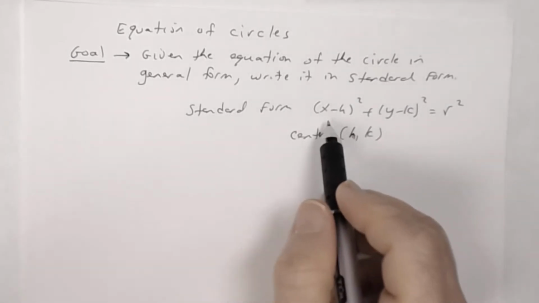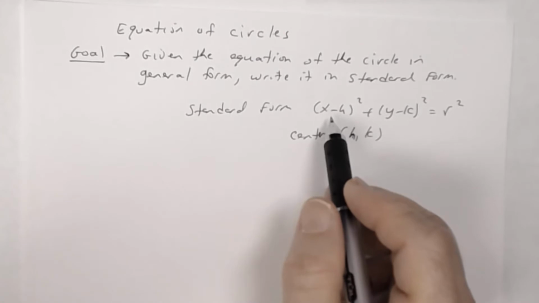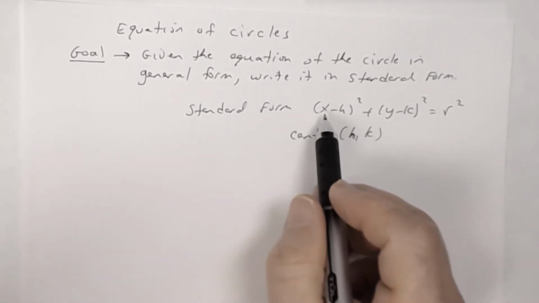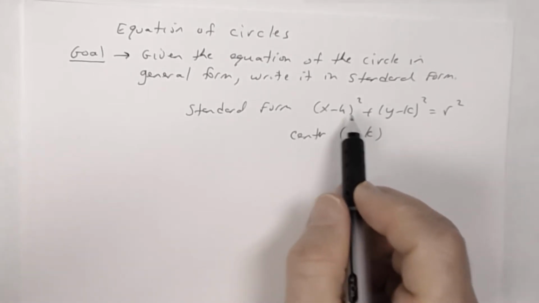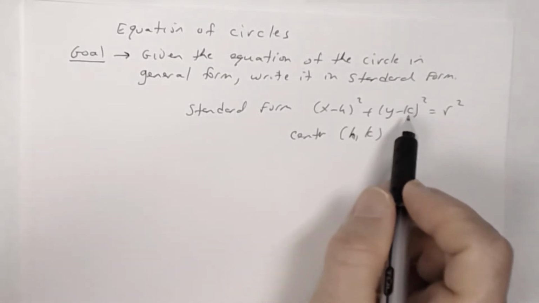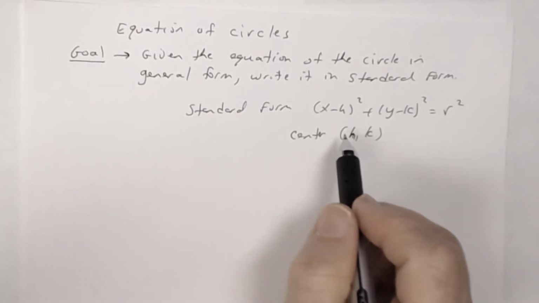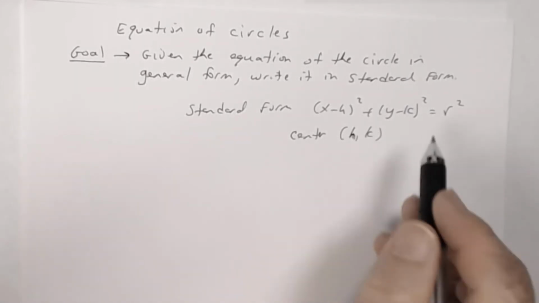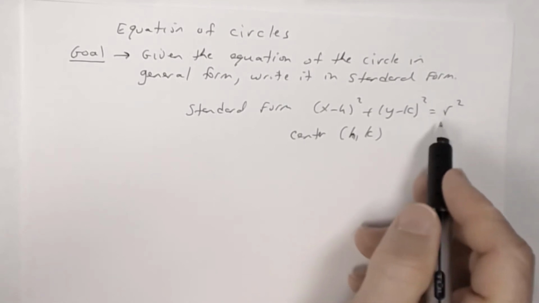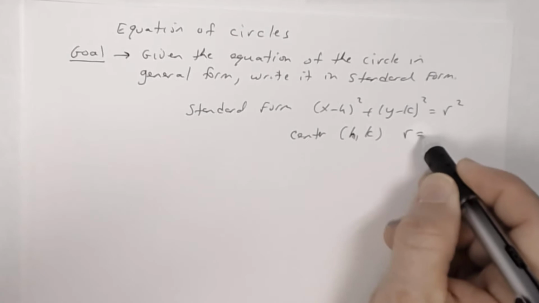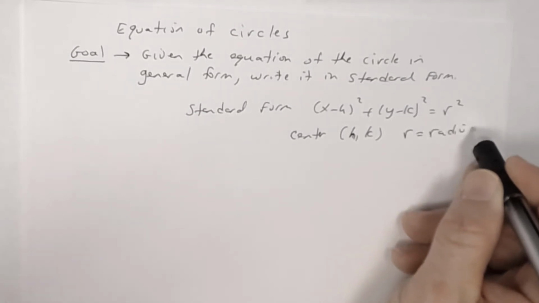So remember when we worked these problems previously, when we graphed these, when we found the center, we always thought of this as x minus h and then y minus k. If you don't recall that, go back to the lessons that dealt with that. And then the radius is r, where r is the radius, the length of the radius.